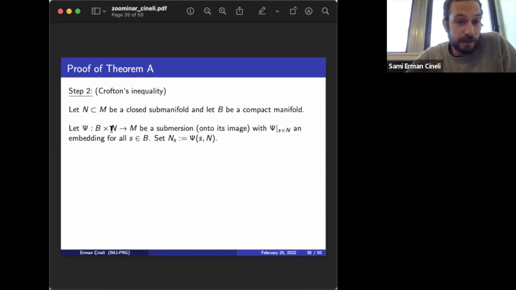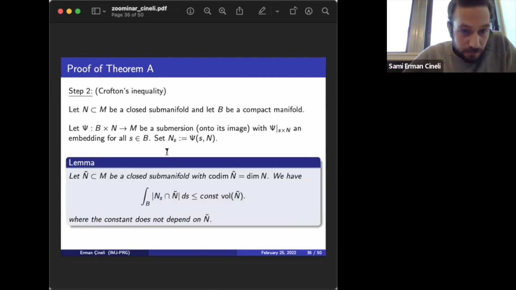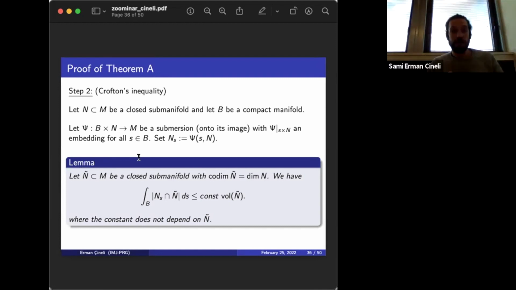What it does is the following. For each element s in B, it gives an embedding of N into M, and we call those embeddings N sub s. So this is one condition. And the second condition is that it should be a submersion onto its image. Then we have the following lemma. Let's take another submanifold of M, which we call N tilde, so that its codimension is equal to the dimension of N.